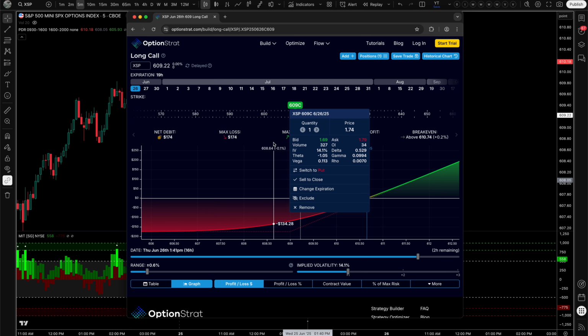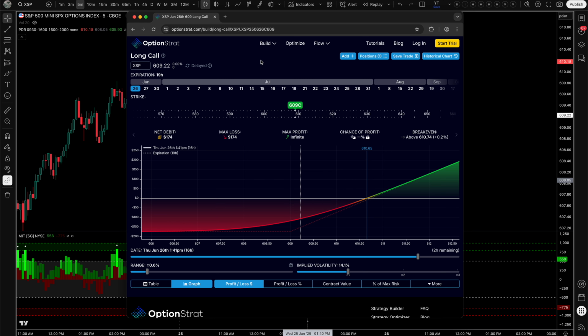So 0.5 delta: 50 cents for every dollar XSP moves. If XSP moves $1, you make 50 cents. If it moves $2, you make $1. It scales, so it's not an exact science there, but it's a good rough estimate.